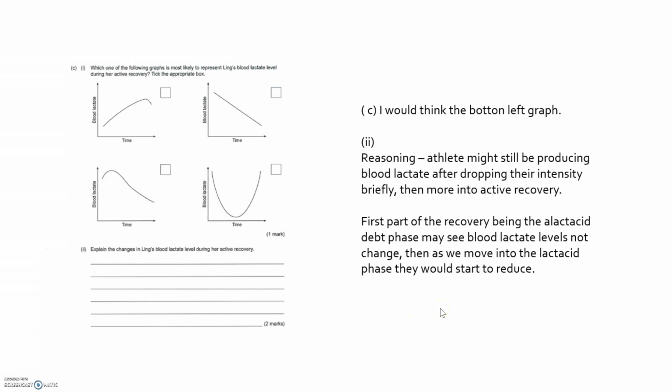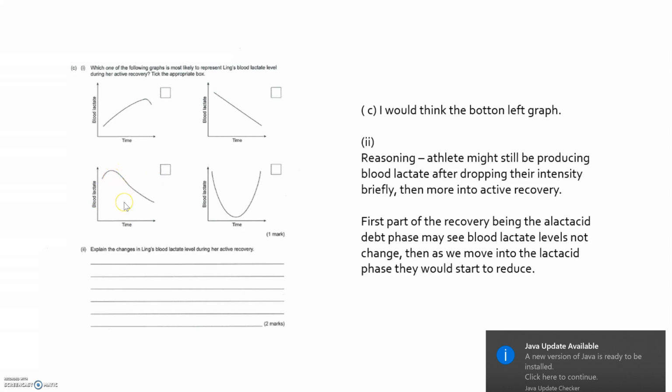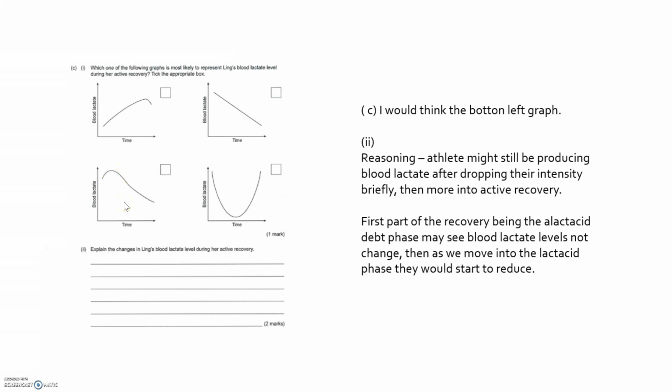All right, part C: which of the following graphs is likely to represent Ling's blood lactate level? Well, we know that during active recovery, it's not going to go up. So that eliminates that one and that one. I would think it would be that one there, bottom left. Why, you ask? I'd say directly after that, the athlete might still be producing blood lactate after dropping her intensity briefly, then moving to active recovery.